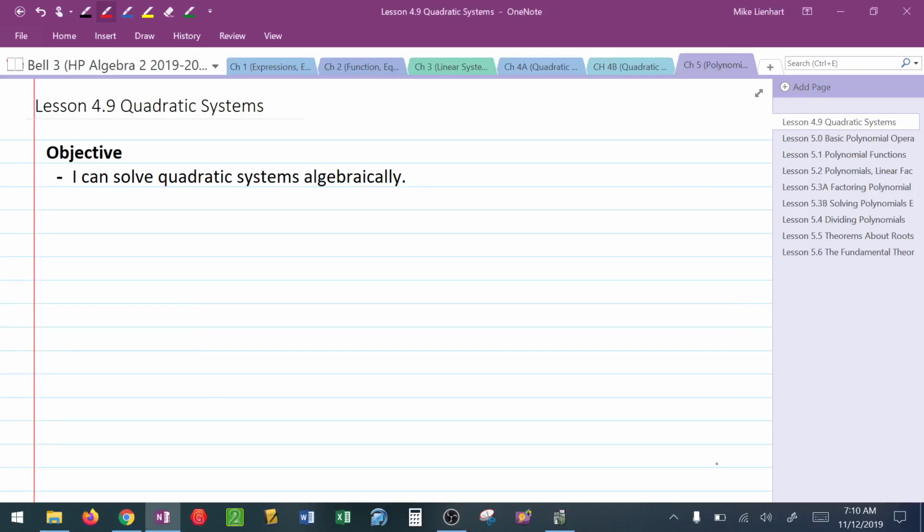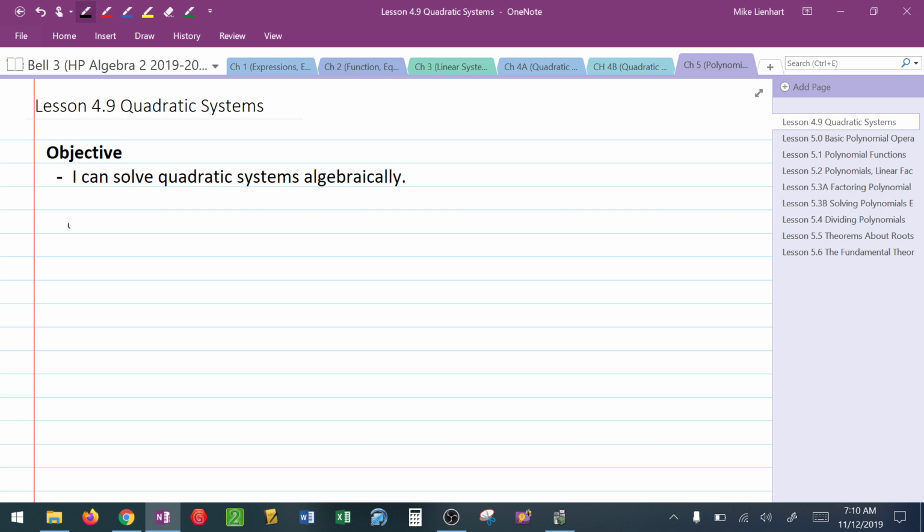So this lesson is entitled Quadratic Systems. Now, we've already dealt with solving linear systems, but since we know how to solve quadratics, we're going to bring quadratics into the mix as well. Our goal today is very simply to be able to solve quadratic systems algebraically. I really have no new techniques to teach you. What I want to do is just do a couple of examples to give you some guidance here.